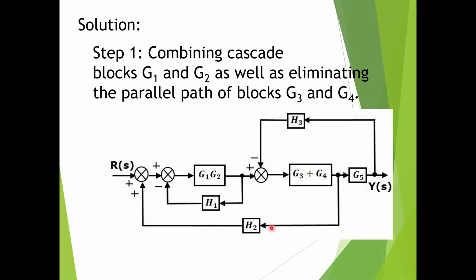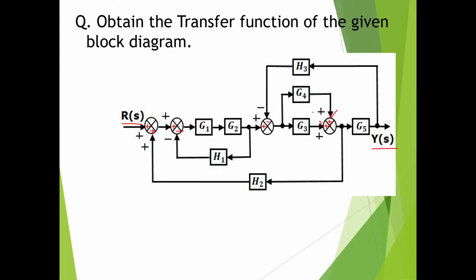So someone has mentioned that they need an explanation for the elimination of parallel blocks. Okay, then let us get back to the question. So see here, this is our question, isn't it? You just observe carefully G3 and G4. Behind G3 and G4, there is a branch point. Ahead of G3 and G4, in front of them, there is a summing point, isn't it?